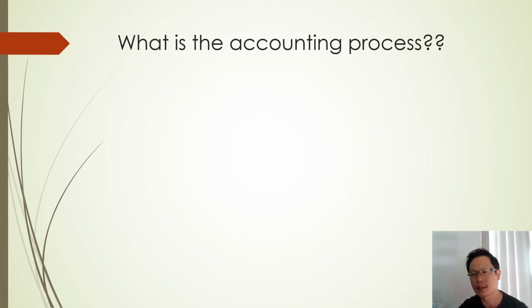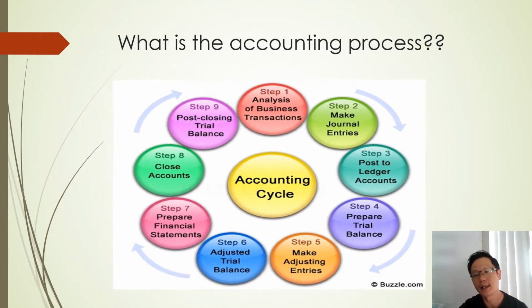What is the accounting process? Accounting is divided into 9 steps. Step number 1, analysis of business transactions. Step number 2, making the journal entries. Step number 3, posting to the ledger account. Step number 4, preparing the trial balance. Step number 5, make adjusting entries. Step number 6, adjust the trial balance. Step number 7, prepare financial statements. Step number 8, close accounts. Step number 9, post-closing trial balance.